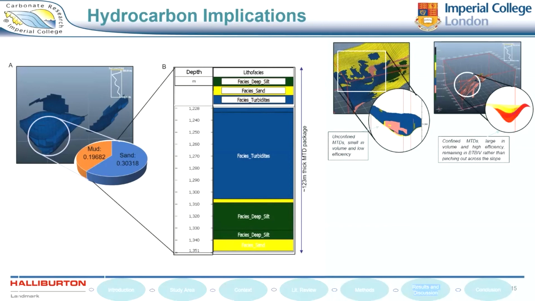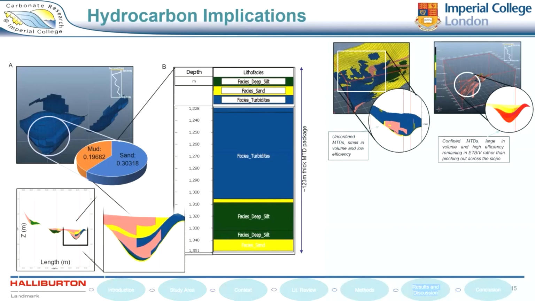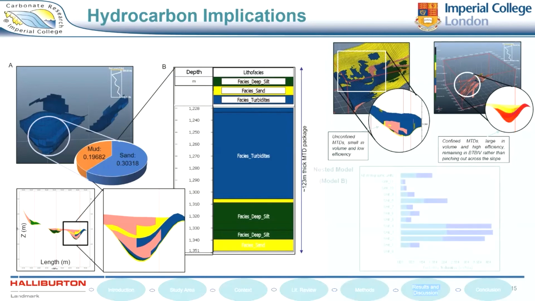And we have confined MTDs, which seem to be more present in the regional model, which are larger in volume and higher efficiency, remaining in Basin 4 rather than pinching out across the seabed. See this here. We've got some pinching out towards the base of Basin 4, and as you can see, there is perhaps no silt above, which indicates perhaps there is no seal.